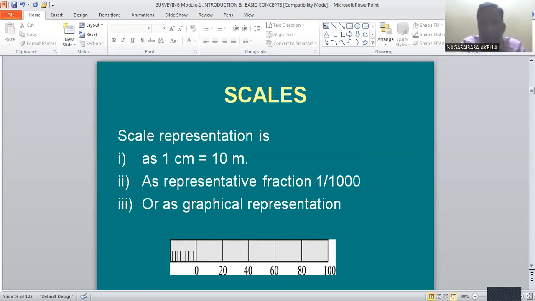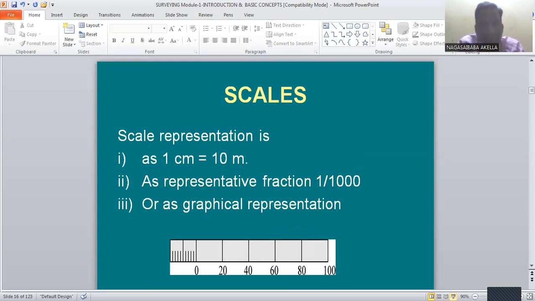Next, scales. The plan or map is to be drawn to a suitable scale. The scale is represented by the following three methods. First one, 1 centimeter equal to 10 meters. That means 10 meters measurement on the ground, you are representing on the drawing sheet as 1 centimeter.